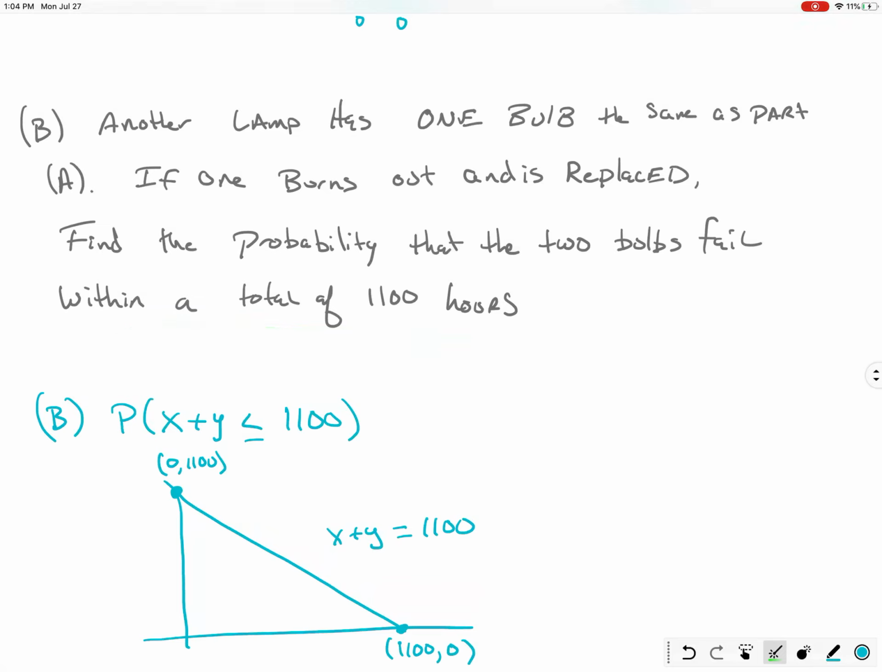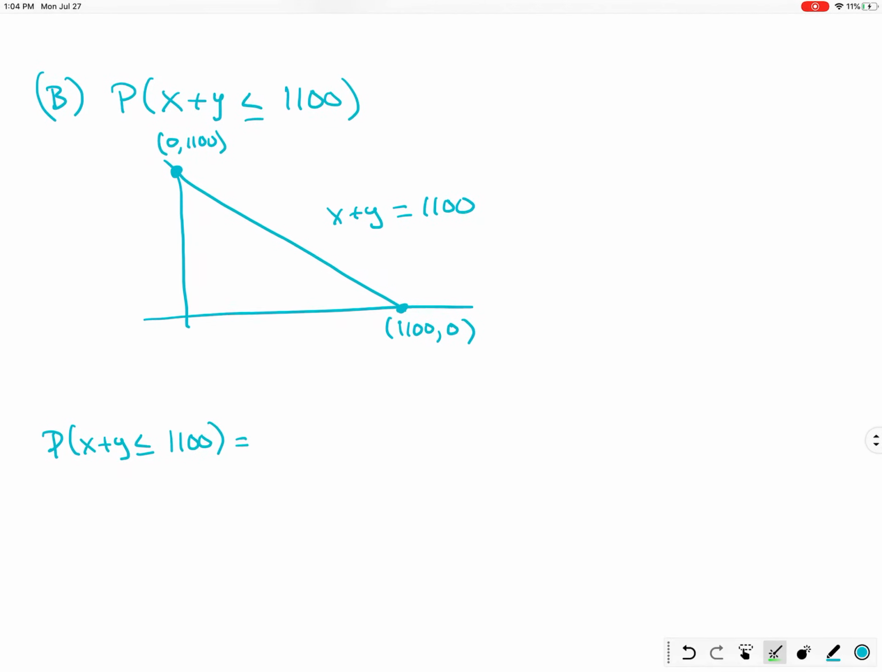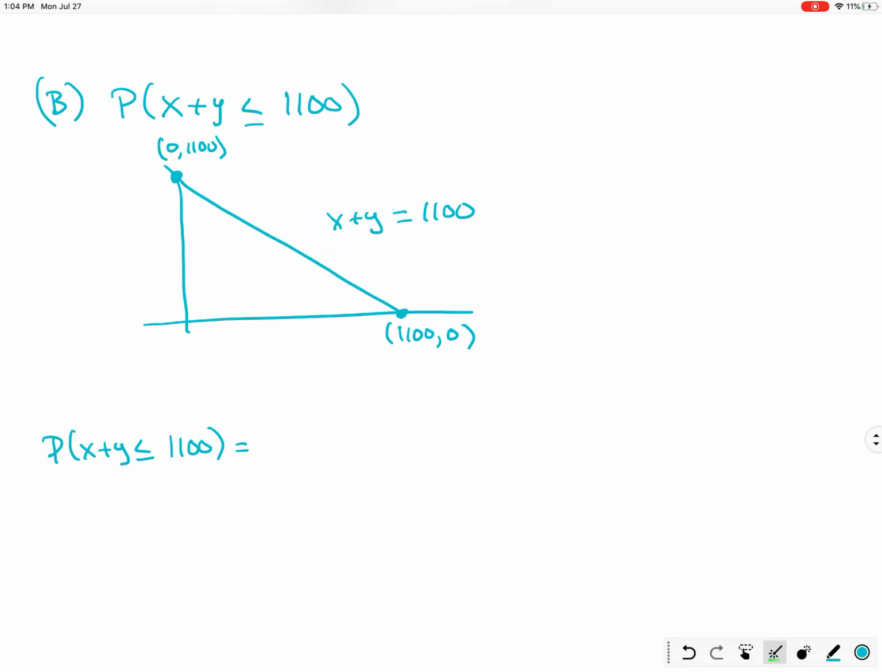Okay, so one bulb burns, it burns out, you take out that bulb, throw it away, and put in exactly the same type of bulb. And we're asking, in that process, what's the probability that it will burn for less than 1100 hours. So in this case, we have the probability of x plus y, so we're adding x to y, and that's less than or equal to 1100.